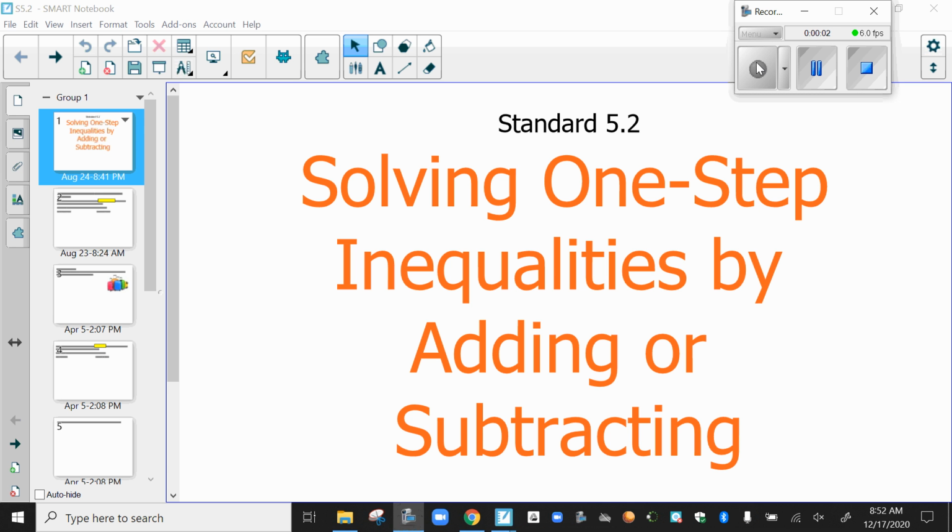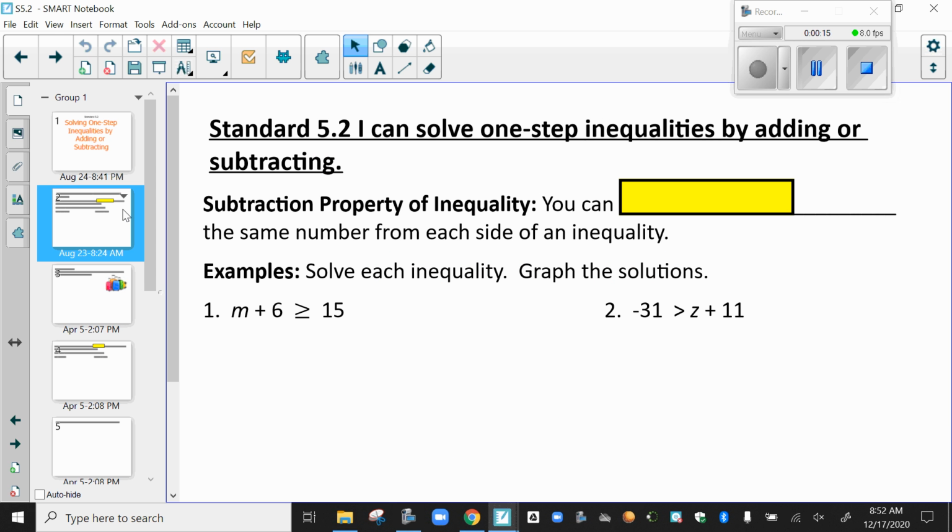All right, back again, standard 5.2. We're going to be solving one-step inequalities by adding or subtracting. Hopefully yesterday you were able to graph those inequalities. We're going to use that skill today and put it with single-step solving of equations to make something kind of new. Standard 5.2, I can solve one-step inequalities by adding or subtracting.